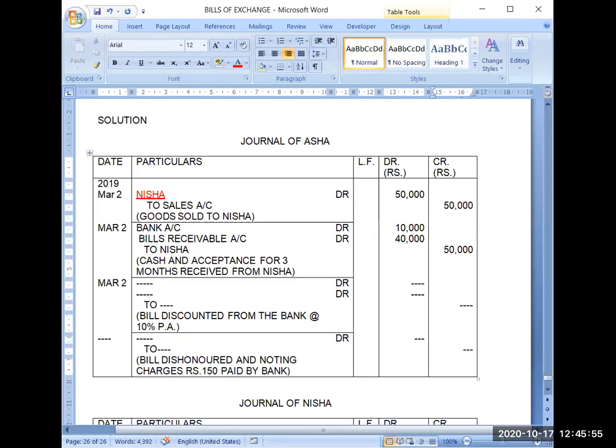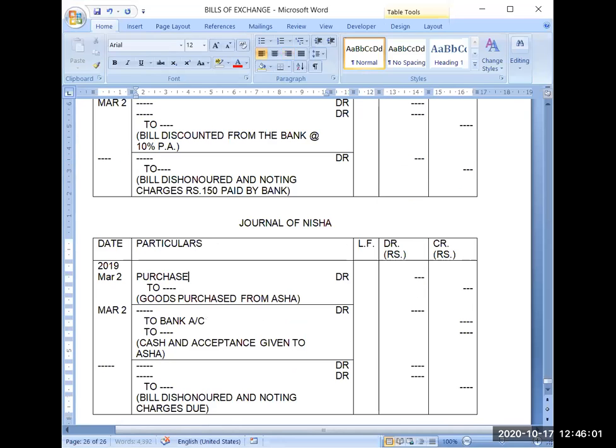Now you know that here purchase account will come because you are purchasing goods. Purchase account debit, and the amount will be 50,000 again. To, and the goods have been purchased from Asha. That's why here Asha will come.